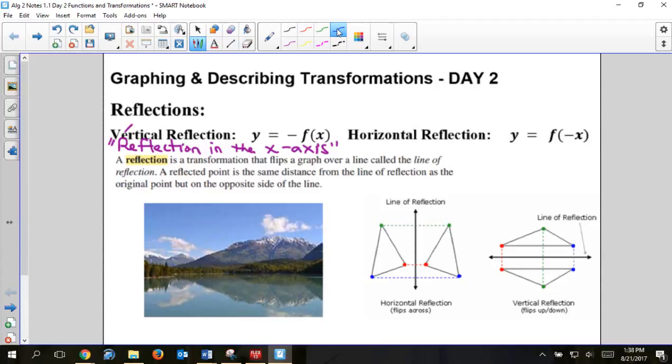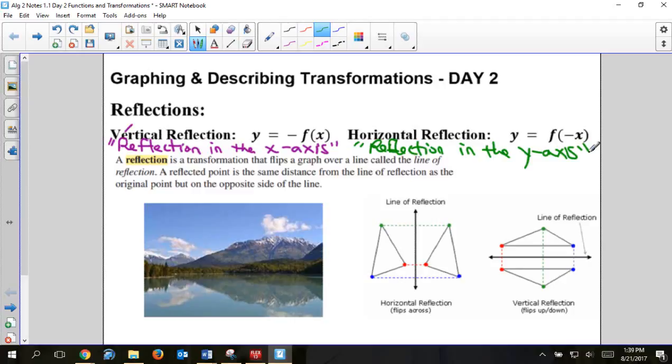Okay, horizontal reflection. Horizontal reflection means like this. Horizontal, I'm going like left to right. So what axis would I be reflecting over if I go left to right? I'm reflecting over the y-axis. Okay? So horizontal reflection is actually a reflection in the y-axis. That's the vocabulary you have to start learning and using on your assignments.